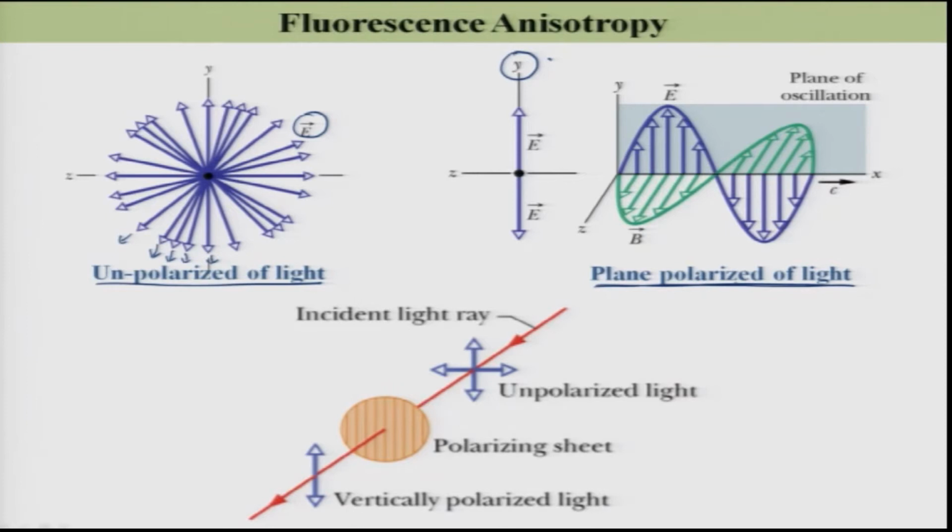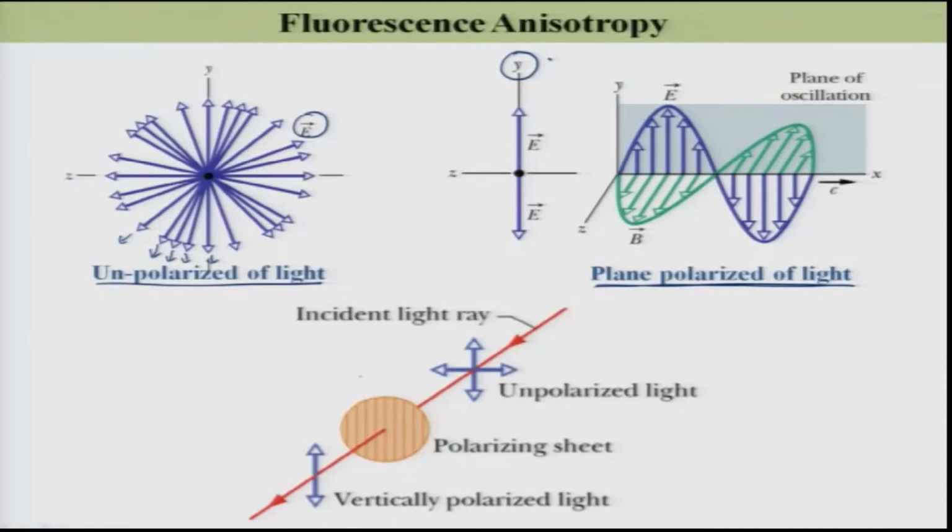Normal light is unpolarized light, and this light is plane polarized light, or sometimes we also call it polarized light. It is possible to convert unpolarized light to plane polarized light by using an optical device called a polarizer. A polarizer is an optical element. If you pass unpolarized light through it, it will become plane polarized light, depending on the orientation of the polarizer.